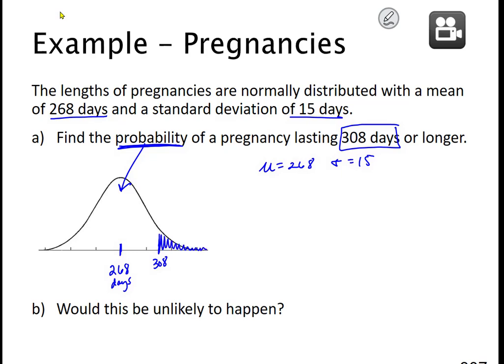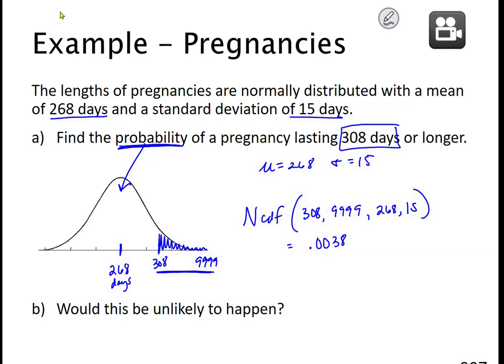And so now we have a left side of our shaded area, right side would be 9999. And hopefully you are feeling good about your choice of normal CDF. Lower boundary 308, upper boundary 9,999. Even though no woman is ever going to be pregnant that long, it still covers all the possibilities. Our mu is 268 and our sigma is 15. Type that all into the calculator and you get 0.0038. Now they're not asking for percentage, so we're going to leave it as a decimal, the probability.